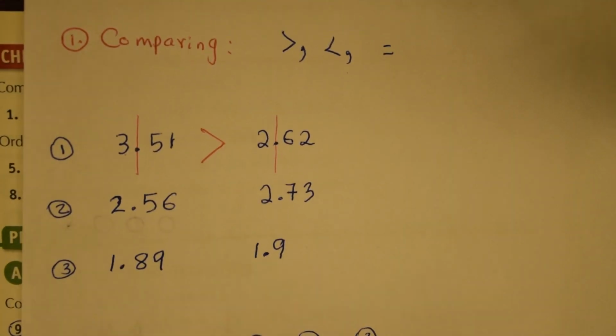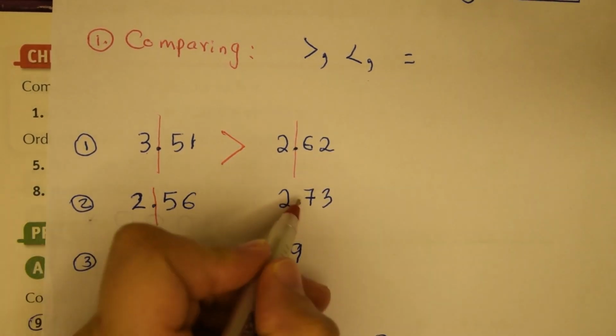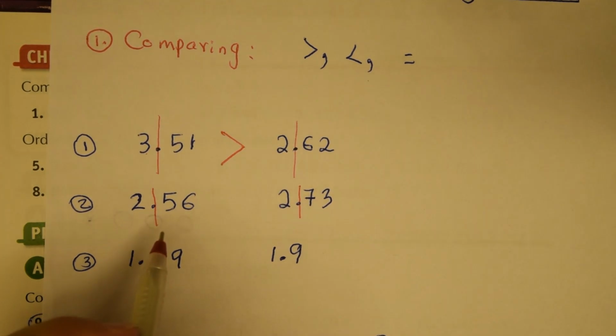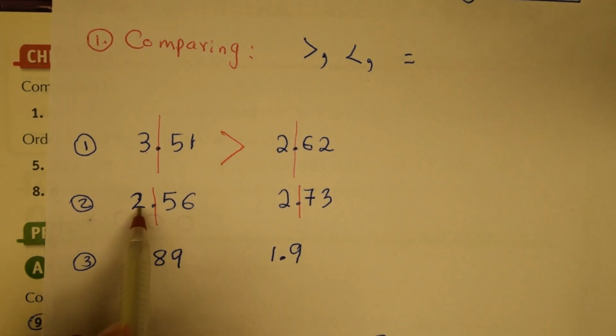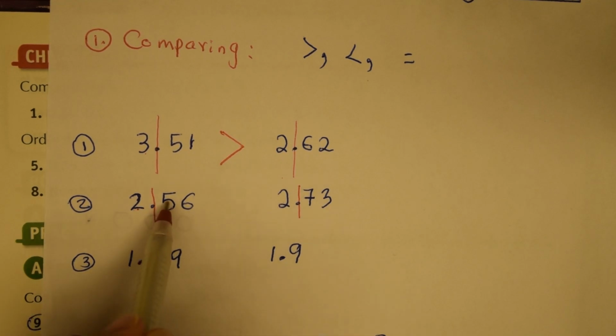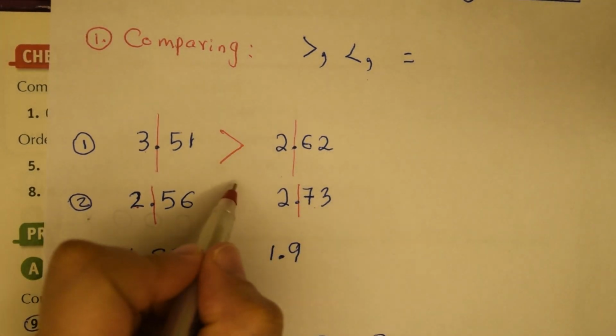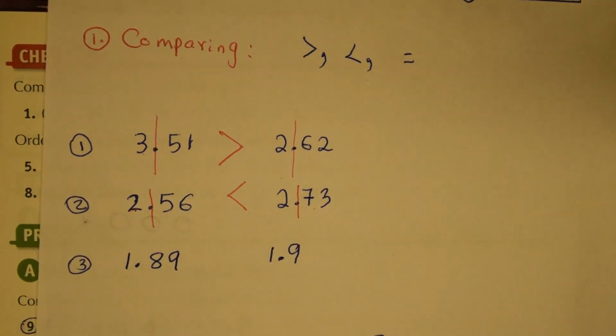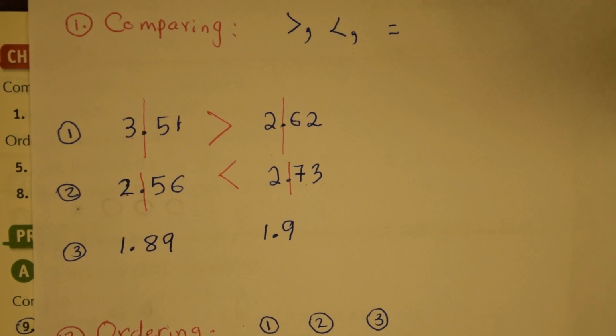Now for number 2, the first step I will put a line on the decimal point. I will start comparing. Here I have 2 in the ones place and 2 in the ones place. Since the 2 and 2 are equal, now I will go to the next place. Here I have the point. Now I will compare the 5 and the 7. 7 is greater than 5. Then I will not continue. I will say this decimal number is greater.